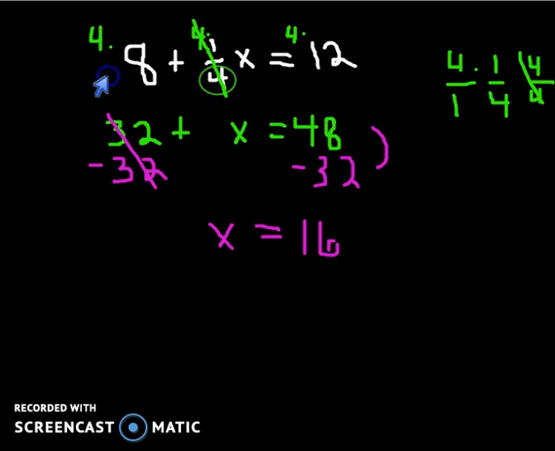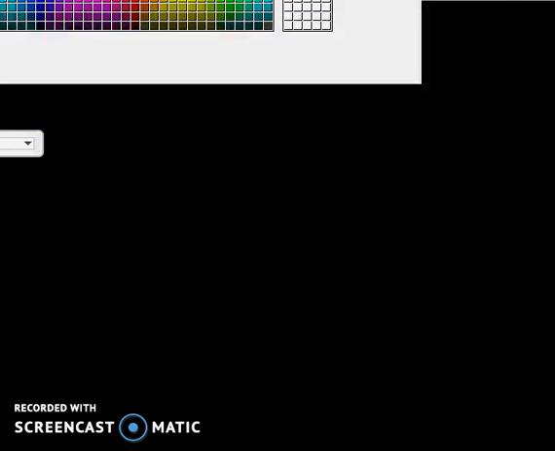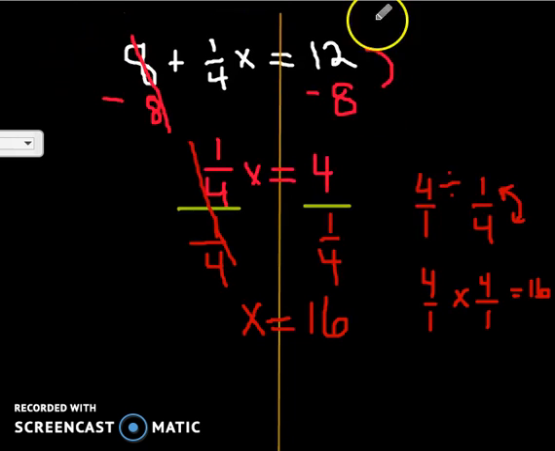You guys are going to be given a problem where you're just going to solve one of these either way you want. You can multiply every term by the denominator, or you can go ahead and just do it the regular way, remembering that when you get to this part where the variable is next to the fraction, you divide both sides by that fraction, but then you're going to multiply by the reciprocal.